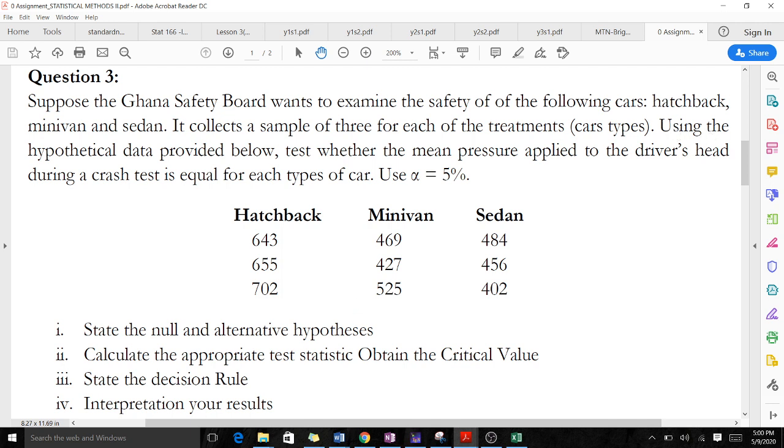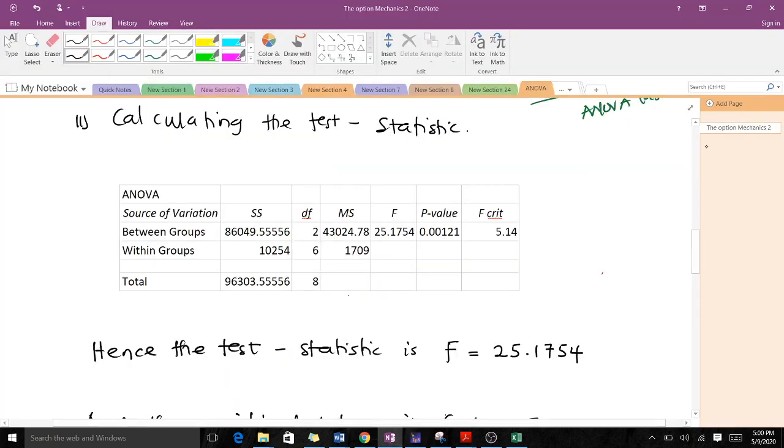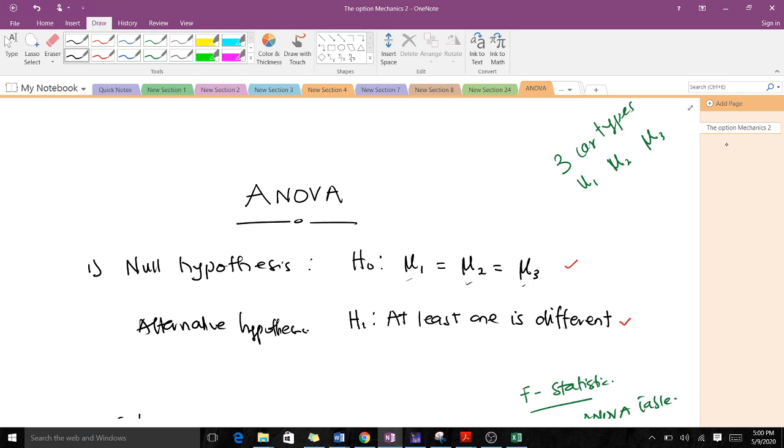It says using the hypothetical data provided below, test whether the mean pressure applied to the driver's head during a crash test is equal for each type of car. Remember, we have 3 types of car: the hatchback, the minivan, and the sedan. So realize that we have 3 types of car here. So we let our mu1 be the mean of the first car, mu2 be the mean of the second type of car, and mu3 be the mean for the third type of car.